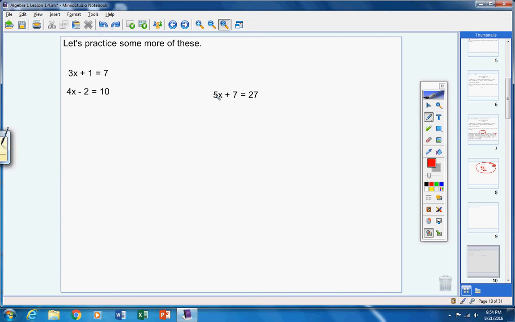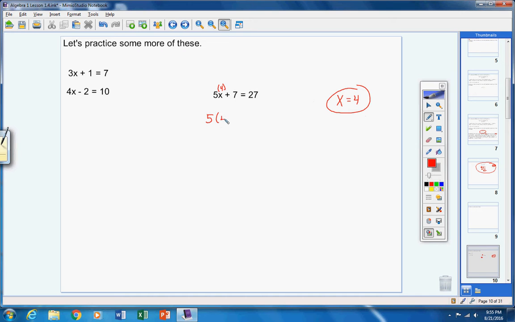Now, if 5x has to be 20, then what does x have to be? Well, 5 times 4 is 20, so x has to be 4. There we go, we solved it. So there's my answer. Now, let's check your answer.